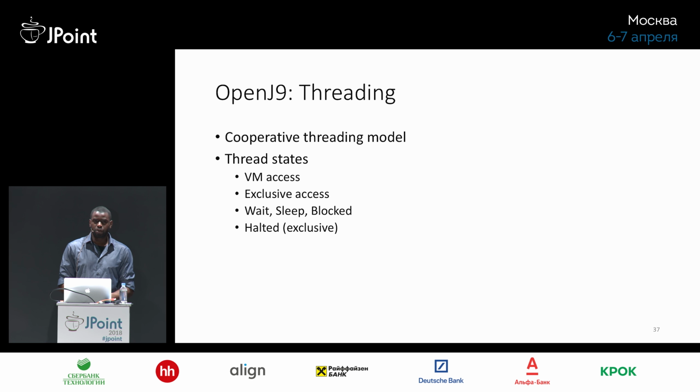The other state is exclusive access. Exclusive access means that only that thread can operate on the JVM. This is typically used by the GC master thread during a GC cycle. And then there are the Java thread states like wait, sleep, and blocked. These correspond to the operations that you can do in java.lang.Thread, like Thread.sleep. And then there's the halted state, which is the state of all the threads other than the exclusive thread when you have a thread with exclusive access.